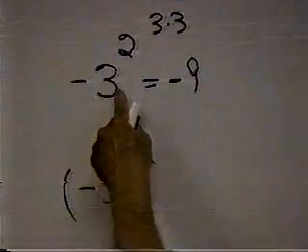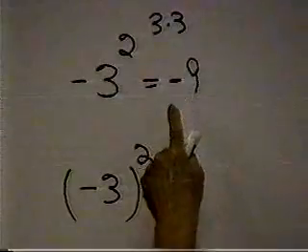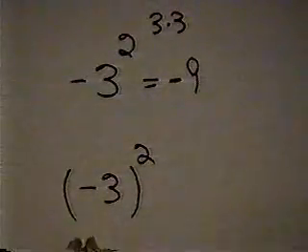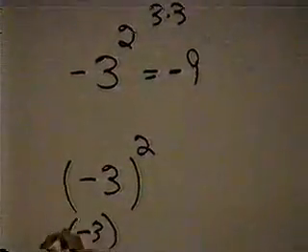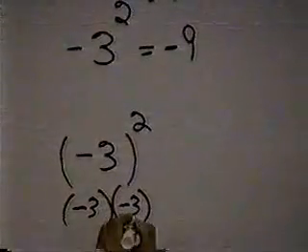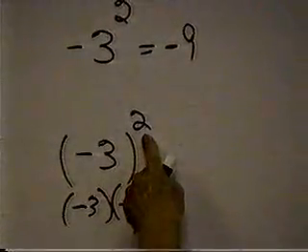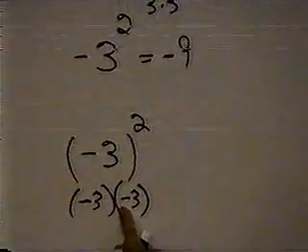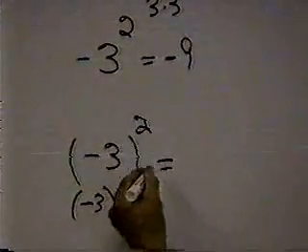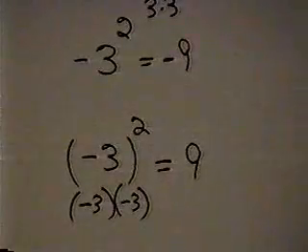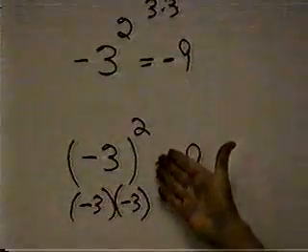So this 3 times 3 is 9. This says that you have a minus 3 times a minus 3. You have a minus 3 this many times. So minus times a minus is a plus. So the answer to this problem is a plus 9. Big difference between those two.